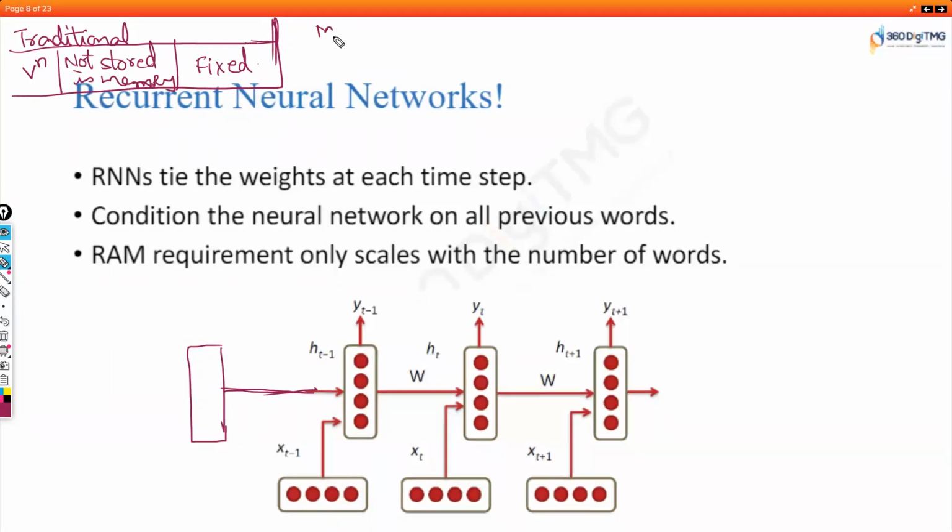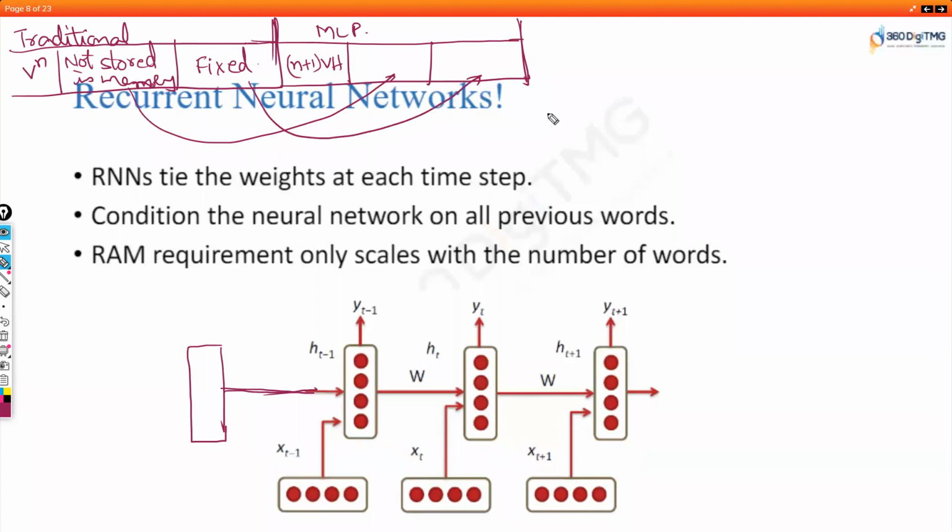Then on the other side, you have MLP, multi-layered perceptron. When it comes to MLP, the number of weights would be (n+1) times VH, a number of parameters much less than this. But these 2 issues, not stored in memory and fixed window width, exist as is. To solve these issues, we now have something called a recurrent neural network. People experimented and came up with something called RNN. So let's see whether these issues are addressed in recurrent neural network or not.